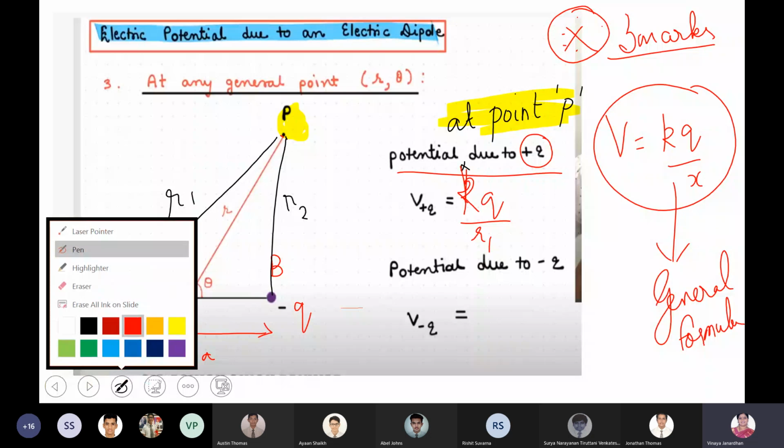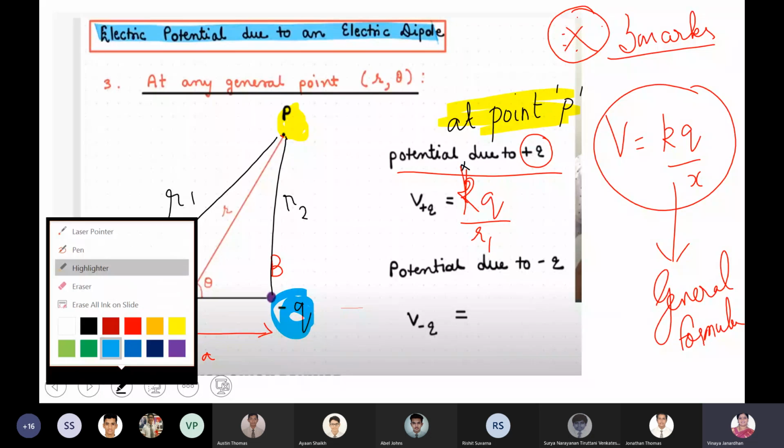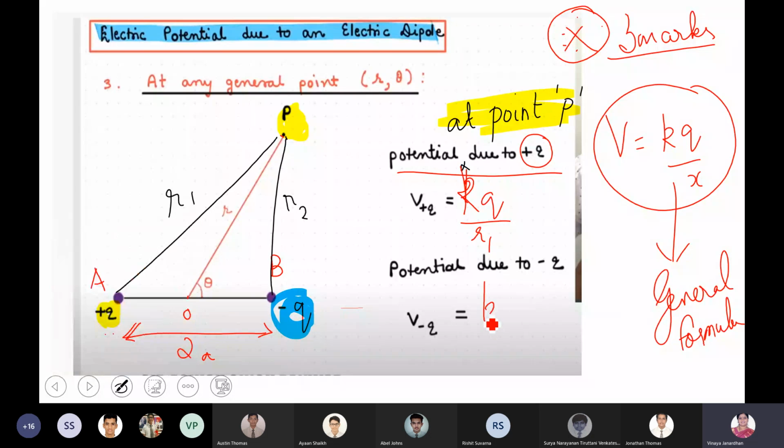Can you see the charge? Due to the charge minus Q. Plus Q we have already found. Now it is minus Q. Now what is it? It will be KQ divided by R2. Should we put minus? Okay. Copy down. Minus will come back, boys.